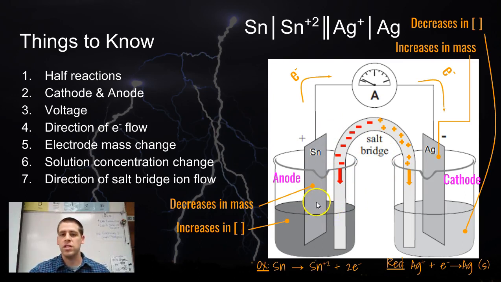Eventually you run out of something, right? You either run out of solution over here, or you run out of metal over here on your electrode, or you run out of ions in your salt bridge. Eventually it has to stop. But the more we can keep replenishing that charge, the better off it's going to be, the longer your battery is going to last. So that's everything you need to know with galvanic cells.